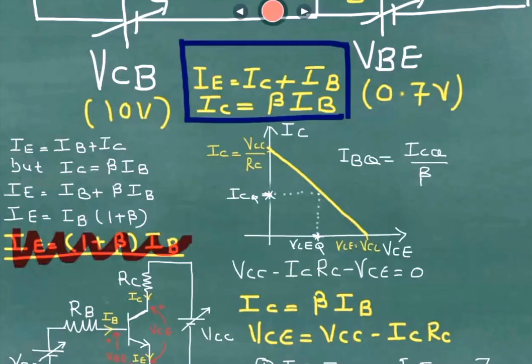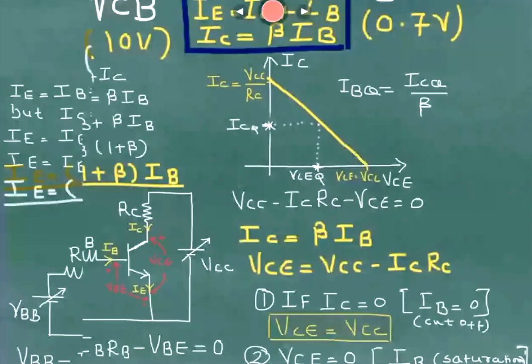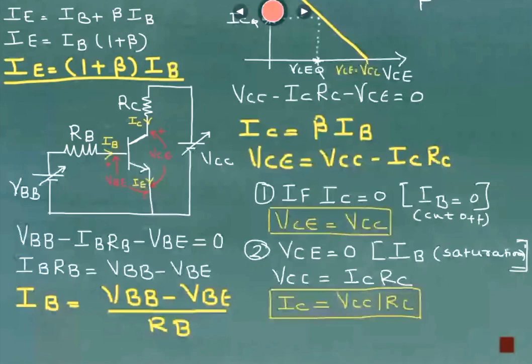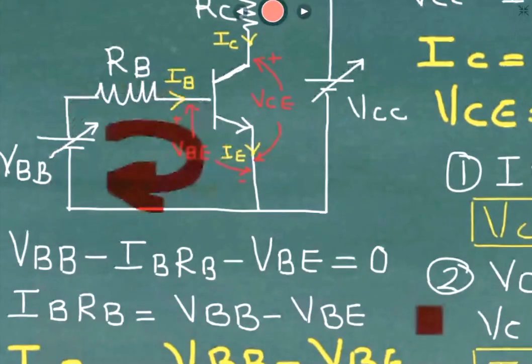Then we have drawn one circuit in order to draw the DC load line. The same circuit will also be drawn to understand the characteristics of the common emitter configuration. First, we have written the equation for the input loop as shown in the figure. So the equation becomes VBB minus IBRB minus VBE is equal to 0.